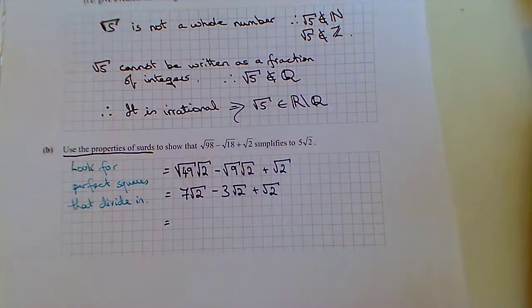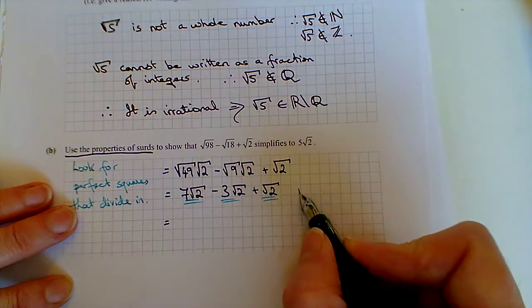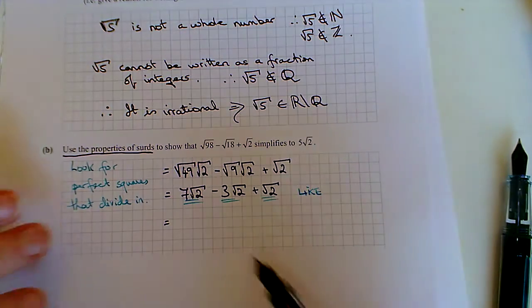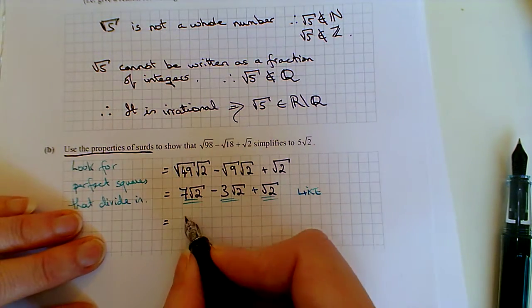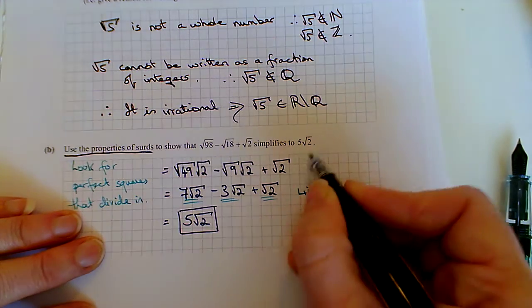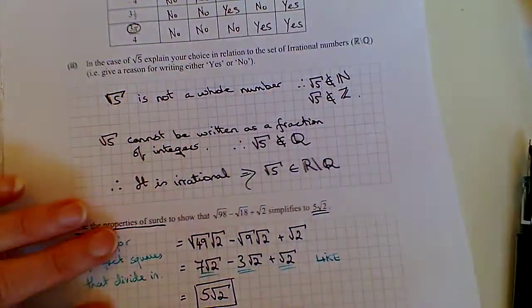And then those are like terms because I have the same number under the square root sign, which means I can add the number in front. 7 take 3 is 4, 4 plus 1 is 5. So that's 5 times the square root of 2, which is exactly what they asked us to show. Okay, thank you very much.